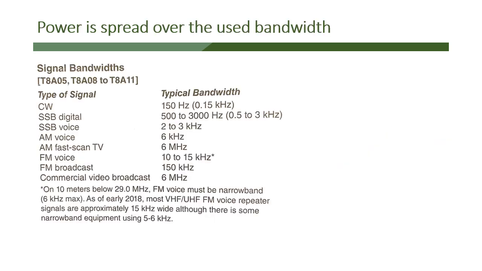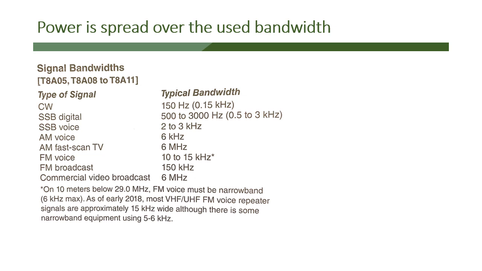So I've been alluding to this idea of power being spread over the used bandwidth. To give you an example, this is from the book. This is a table of the bandwidth of different types of modes, also known as emissions types. When we talk about modes, we're also going to talk about emissions types. CW Morse code has a bandwidth of 150 hertz. Single sideband digital can range from 500 hertz to 3000 hertz, and SSB voice from 2 to 3000 hertz, and FM voice from 10 to 15 kilohertz. And you can see commercial video and FM broadcasts have a wider bandwidth. Why? Because they have to reproduce more frequencies to get better fidelity and better reproduction.